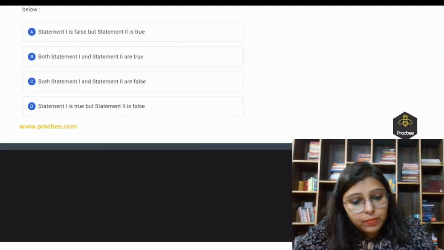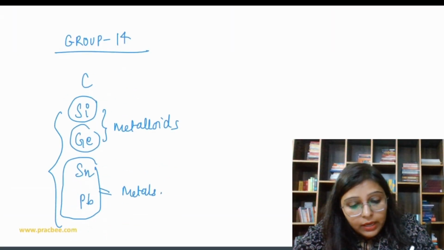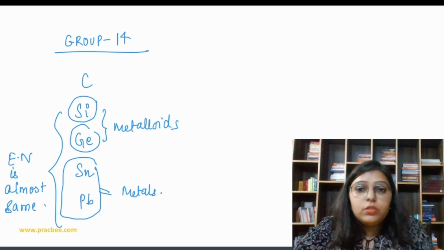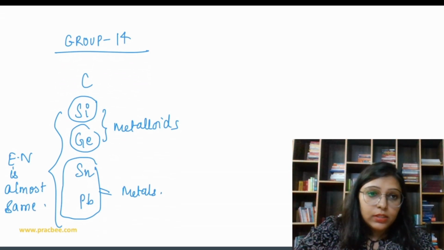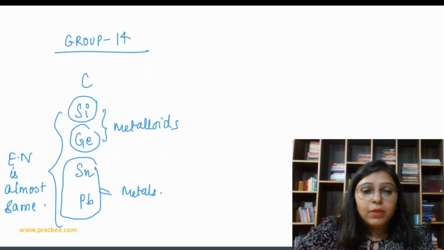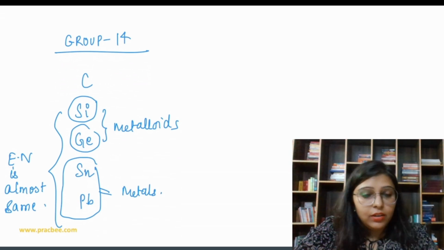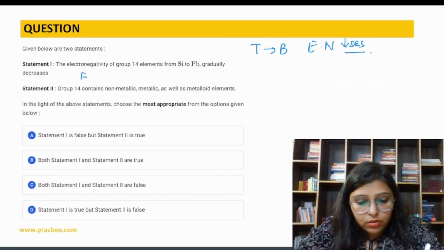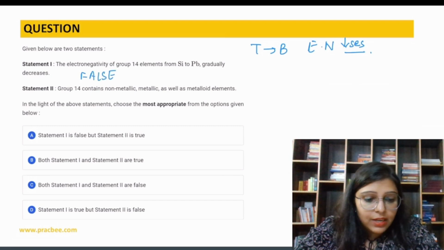So here, generally from silicon to lead, electronegativity is almost the same. It becomes the same here. It is almost the same for group 14, okay? Because we have some metals, some metalloids, some non-metals, so the electronegativity effect is not going to change. So this is false. Now next, group 14 contains non-metallic, metallic as well as metalloid elements.